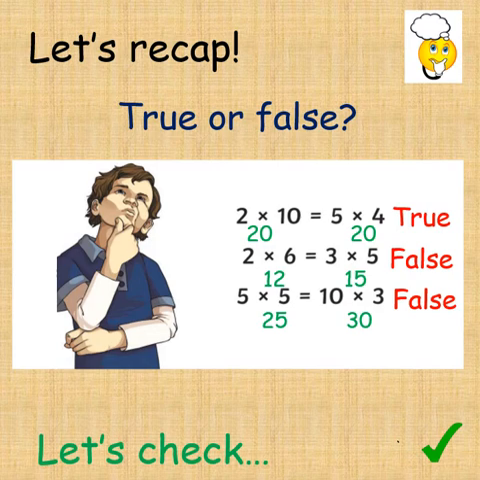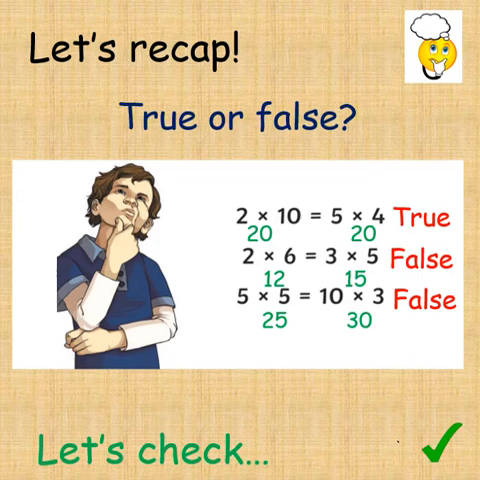Let's have a look at the second one. 2 multiplied by 6, you should have worked out that that is 12. And then 3 multiplied by 5 is 15. Is 12 and 15 the same? Is it equal to? No, it's not. You're right. So it must be false. So if you've put false for that one, give yourself a tiny tick. Well done.